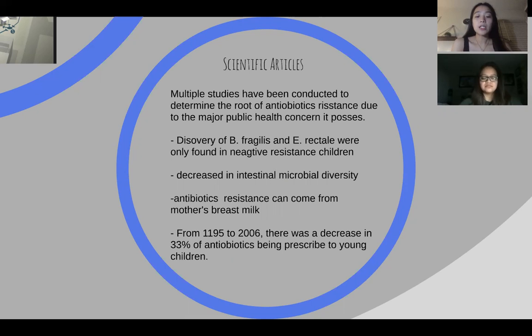With an increase of concerns for antibiotic resistance, data showed that there was a decrease of about 33% in prescribing antibiotics for young children between 1995 through 2006.